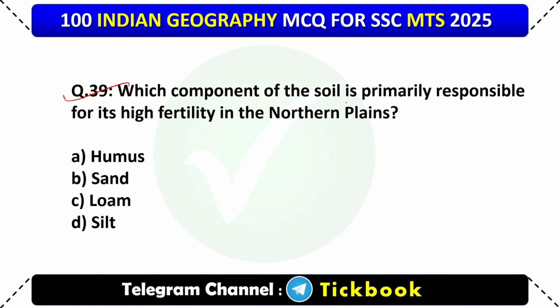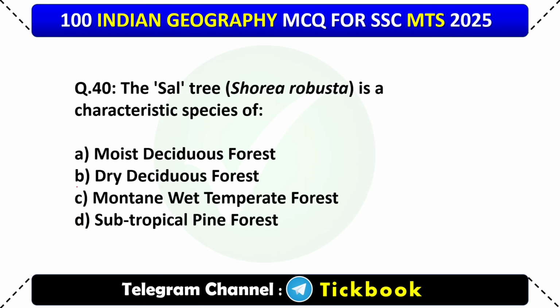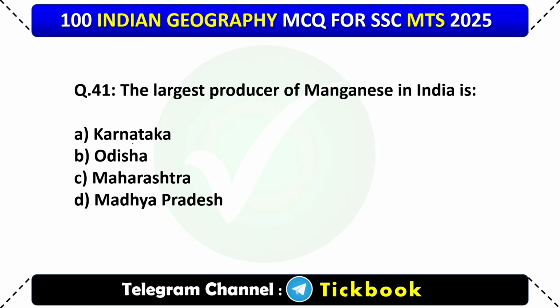Which component of the soil is primarily responsible for its high fertility in the northern plains? Option number D, silt. 40. The sal tree, Shorea robusta, is a characteristic species of. Option number A, moist deciduous forest.